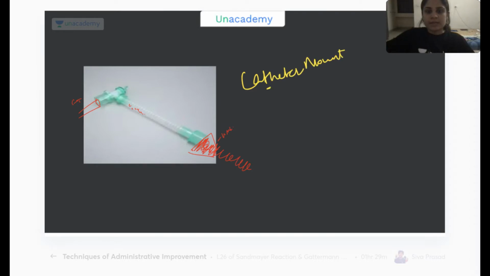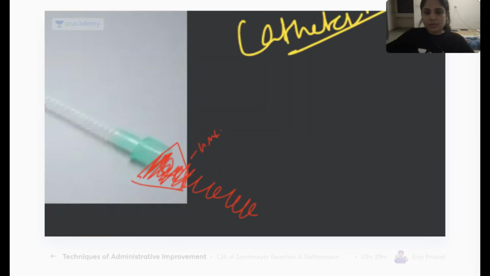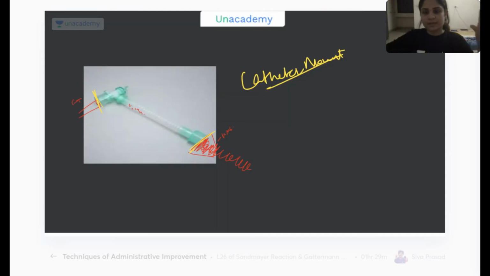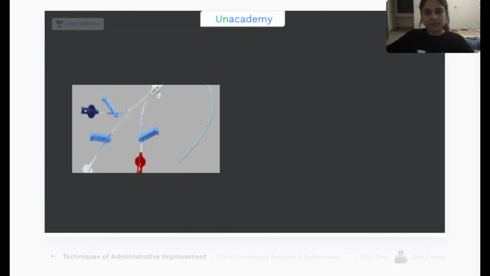Okay, what does the catheter mount do? This catheter mount, this part, the corrugated tubing part, is basically very flexible. So what it does is that whenever you're moving the tube around, when you're moving the patient, this flexible part will make sure that the connection between the endotracheal tube and this HME filter and circuit does not fall. Okay, so it will move and it will bend along with the patient. So the circuit connection will not get detached. Clear? Okay. So this is the catheter mount used for the same. Identify this.